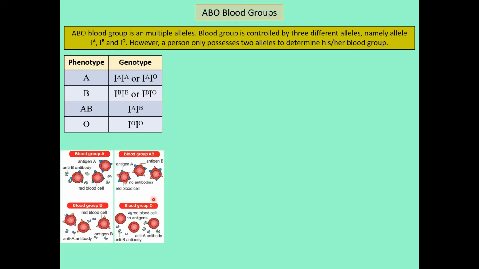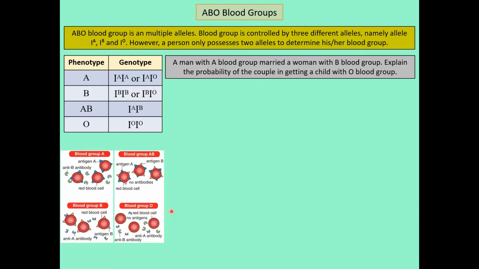This diagram shows the ABO blood group system. IA represents antigen A and IB represents antigen B. So an individual with group A has antigen A, an individual with group B has antigen B, and an individual with blood group AB has antigen A and antigen B, and for blood group O, there is no antigen present on the red blood cell. You have learned about the ABO blood group when you were in Form 4.